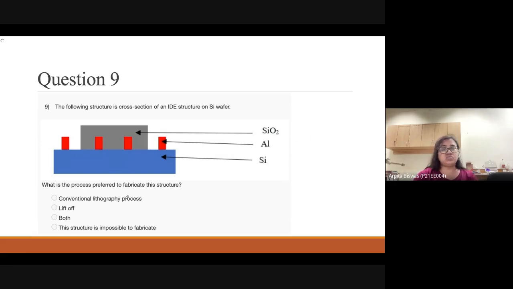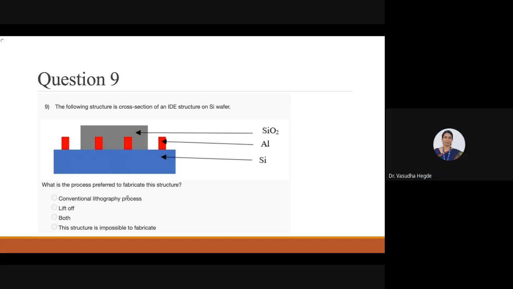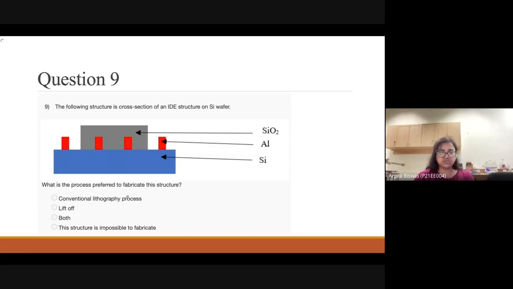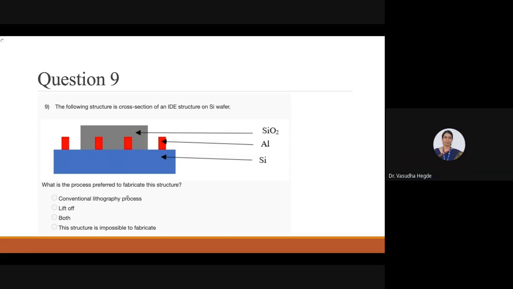At first, see the structure carefully. How can we fabricate this type of structure? There is no hurry, take your time. I have a confusion between lift-off and both. I'll take the benefit of doubt and put it up as lift-off, as it is a good method for this, as it was dealt in the regular course by the professor.